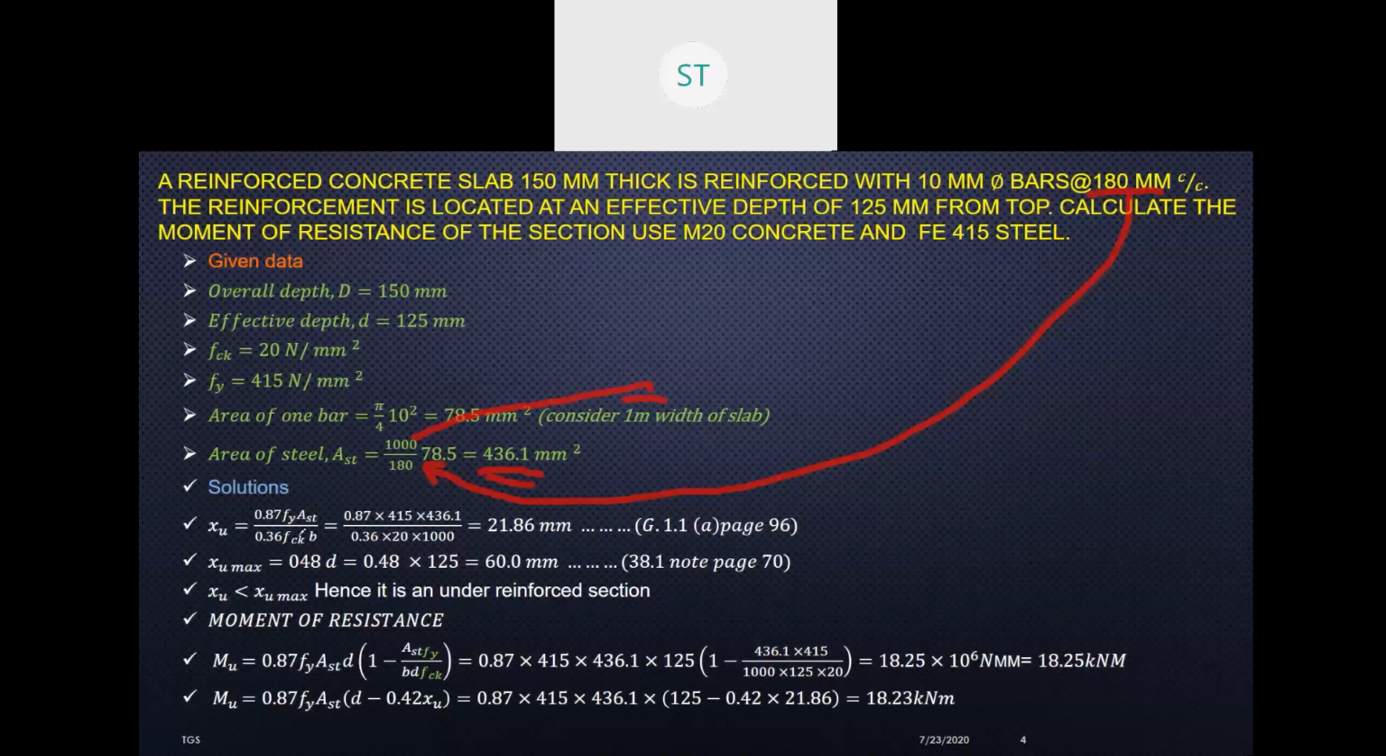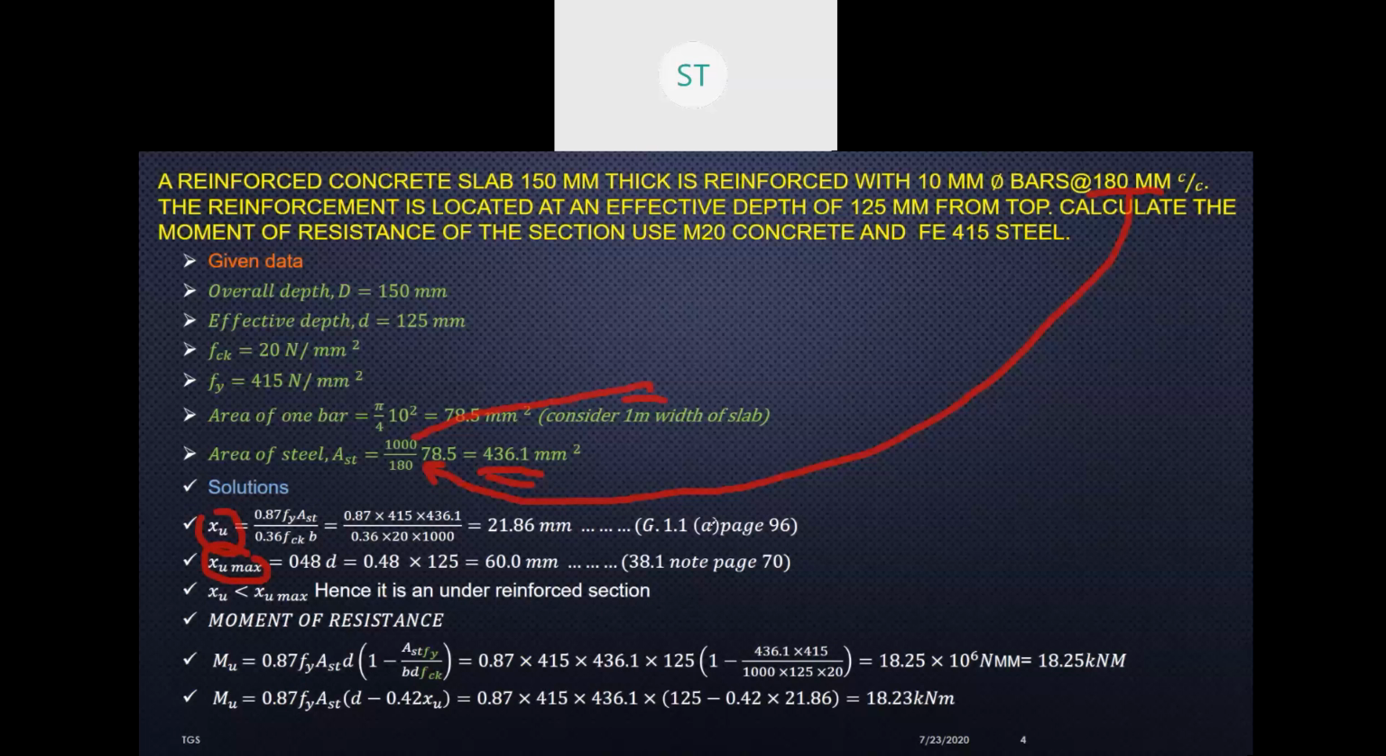Again, for this problem we find out the XU and XU max and compare the section. Which section is this? Balanced, over or under reinforced section. So first we calculate the XU. Same ditto problem, 0.87 Fy AST divided by 0.36 FCK B.